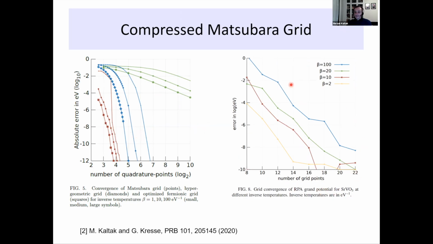Now here on the right-hand side, you see the grid convergence for strontium vanadate. It is kind of a metal in DFT if you don't do anything else. And there are different choices for the temperature. And again, the warmest grid or the warmest temperature converges faster than colder ones.